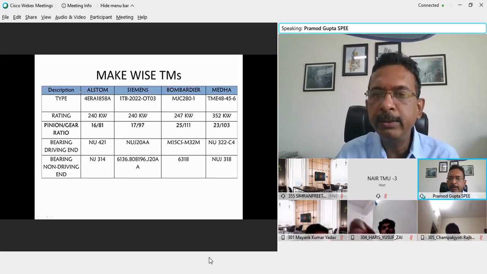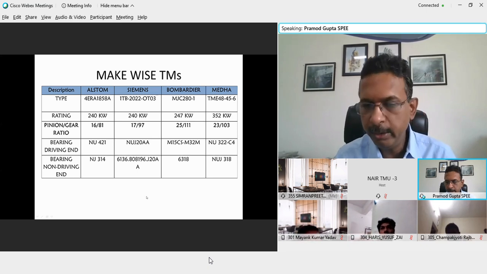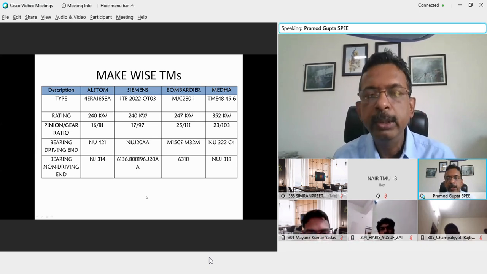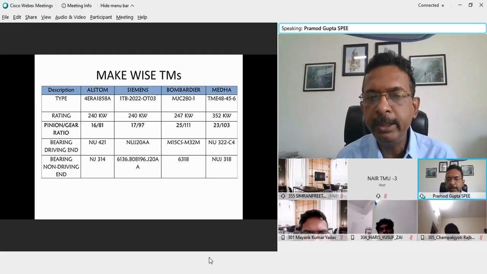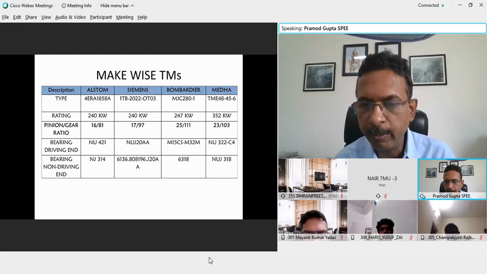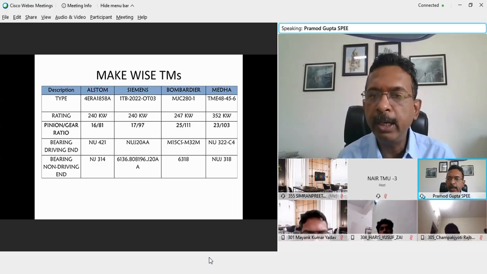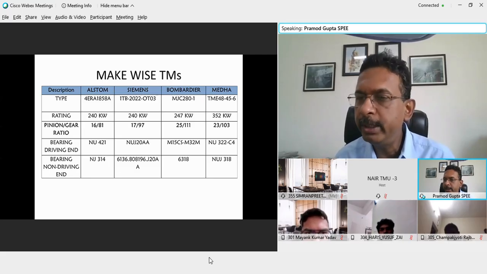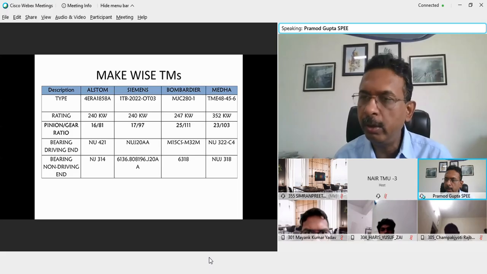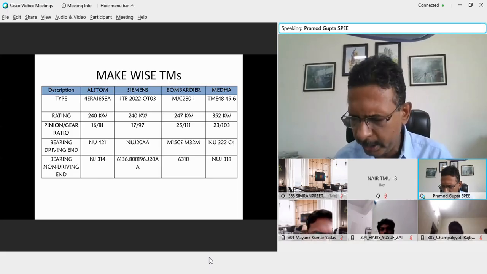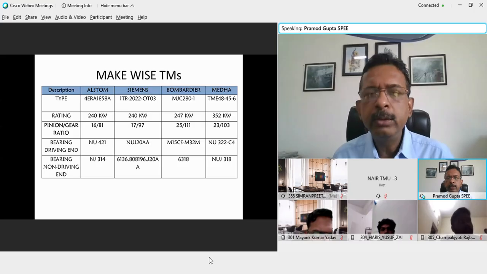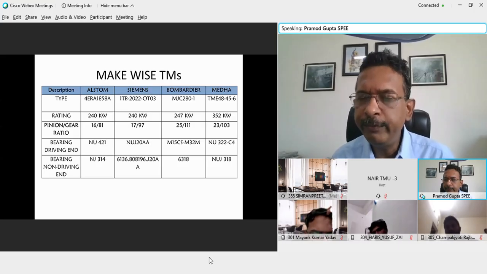These are different makes which are available in India. Again, don't remember the values. It is only to explain that there are 4 players operating in Indian Railway. 3 of them are multinational companies, that is Alstom, Siemens, and Bombardier, who are providing us the rakes. And the 4th one is MEDHA, which is an indigenous company in India. So we now have different manufacturers.